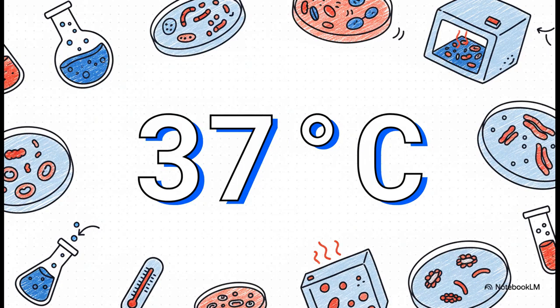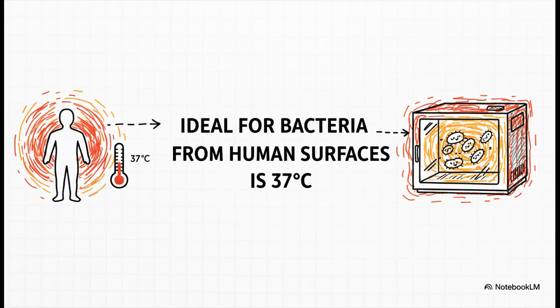Okay, so we've got the food source, but there's one more absolutely crucial element for success, and it's this exact number, 37 degrees Celsius. So why? Why is this specific temperature the magic number? It's because 37 degrees Celsius, that's 98.6 Fahrenheit, is our own body temperature. The bacteria we collect from the surfaces we touch every day are already adapted to thrive in our warmth. So by putting them in an incubator at this temperature, we're basically giving them the perfect tropical vacation, and they respond by multiplying like crazy.